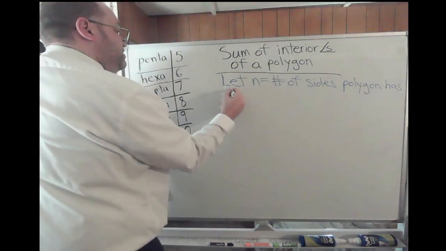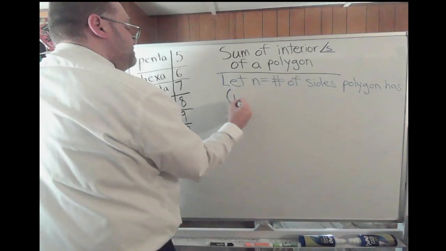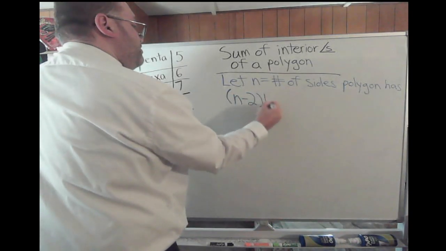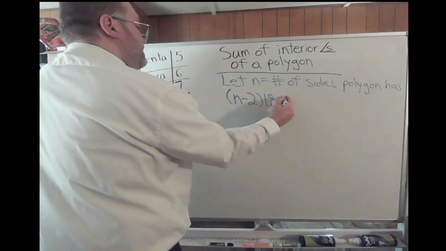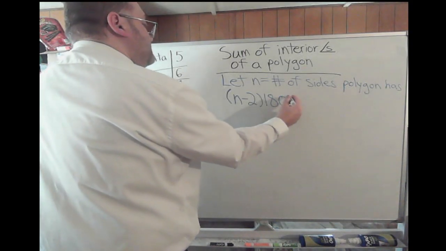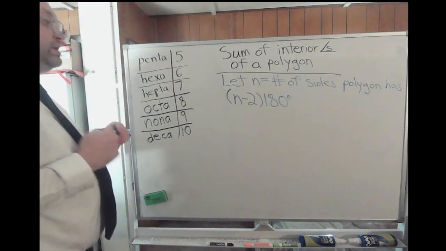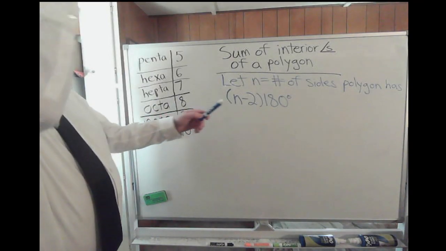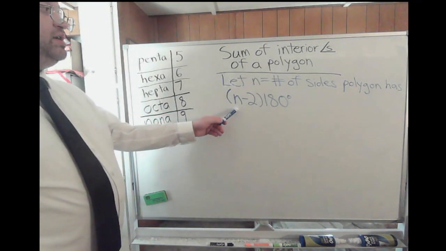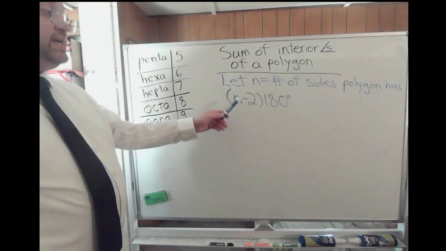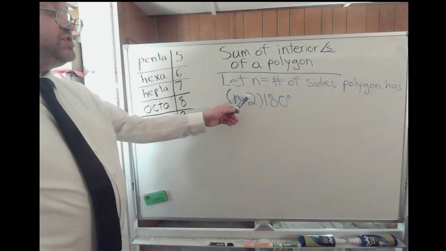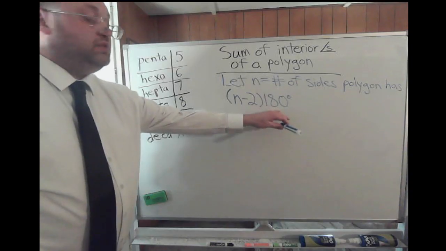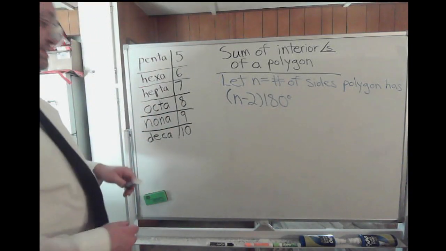So what you're going to do is take the number of sides a polygon has, subtract 2 from that, and multiply it by 180 degrees. So basically in this formula, n is the number of sides a polygon has. You take the number of sides, subtract 2 from that number, then take that whole quantity and multiply it times 180 degrees.